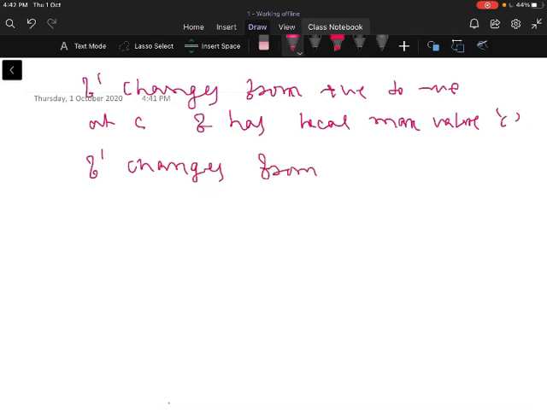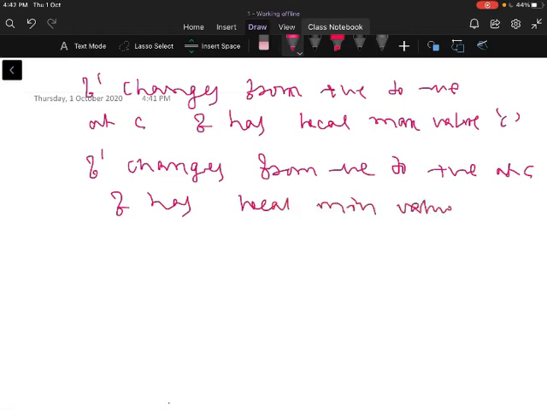Suppose if f dash changes from negative to positive at C, then f has local minimum value at C.